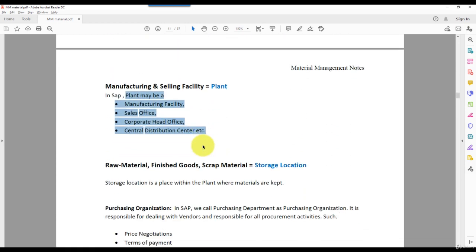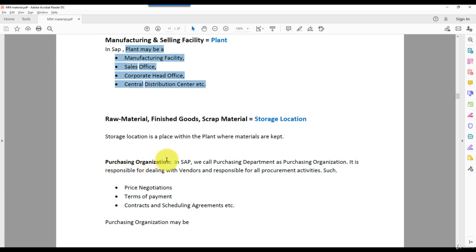Hope you understand. In the next session, we will understand purchasing organization.